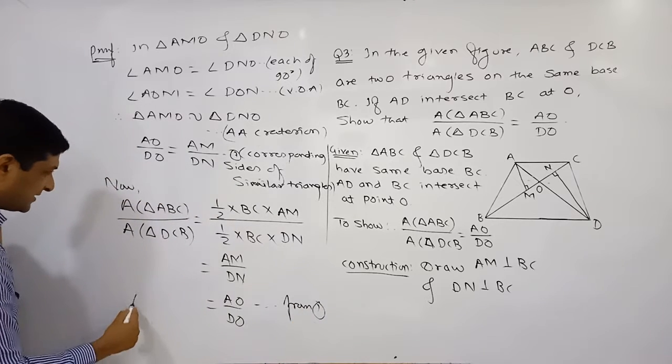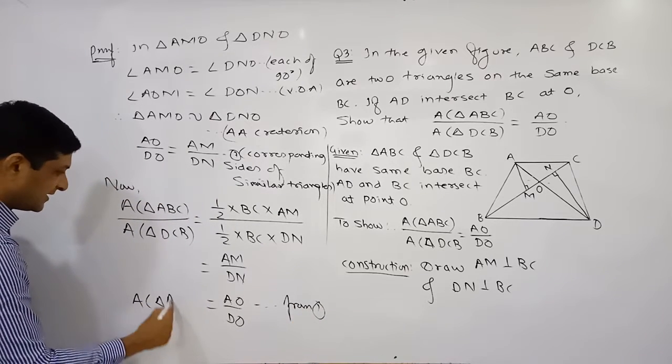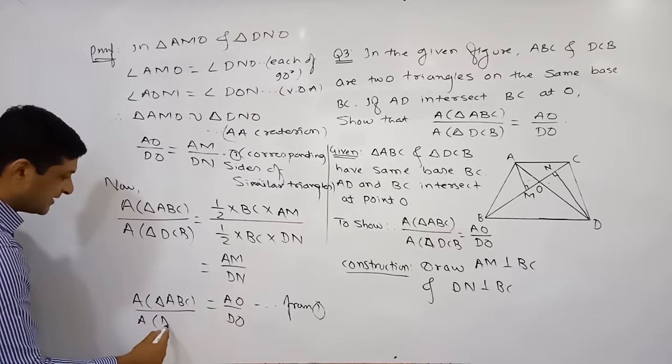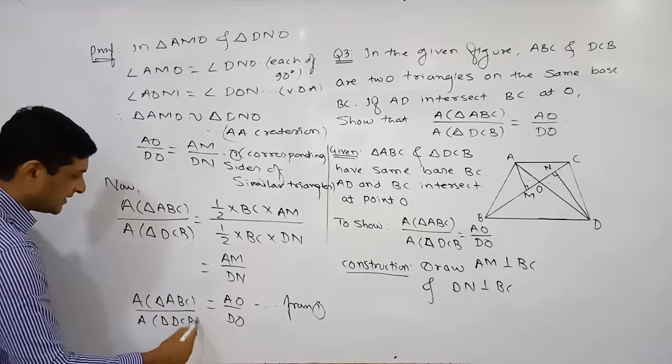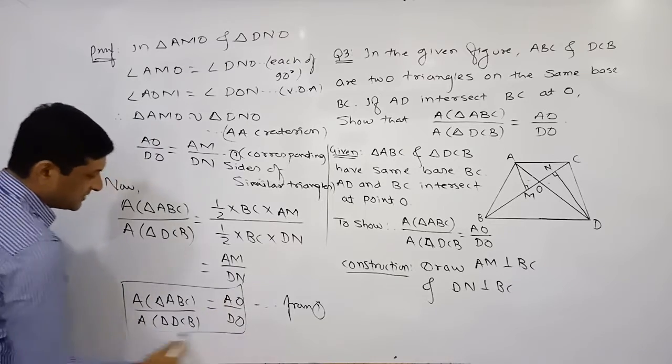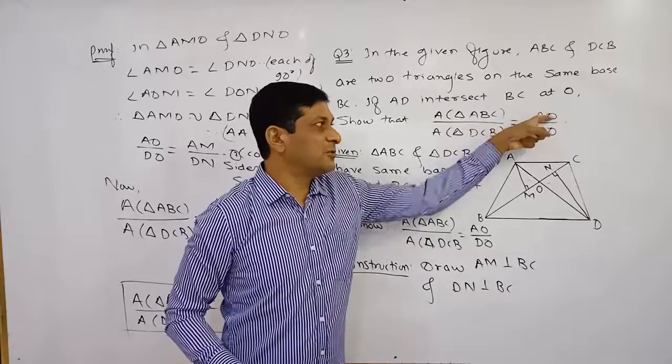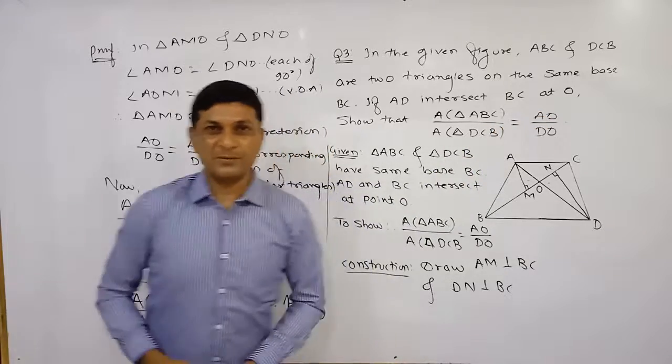Keep this side as it is: area of triangle ABC upon area of triangle DCB. In this way, we have got our required result. So the ratio of the areas of these two triangles is equal to AO upon DO.